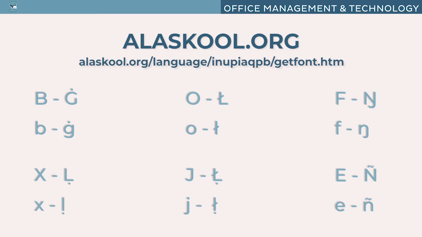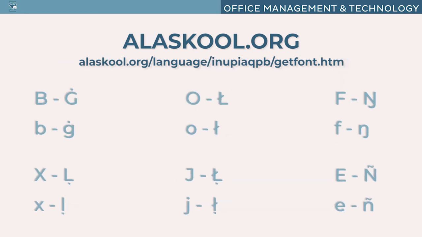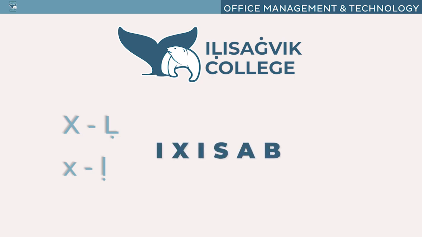Hey, I can get a font. You have it in your document and it acts somewhat like a font, but you need to know this. You need to know that X equals L with a dot. And that doesn't really help you learn that Ilisavik is not spelled I-X-I, right? You're kind of typing misspellings when you're using the font.